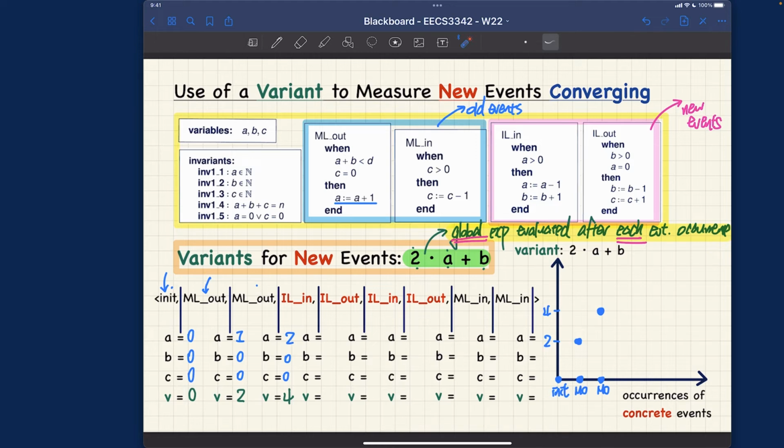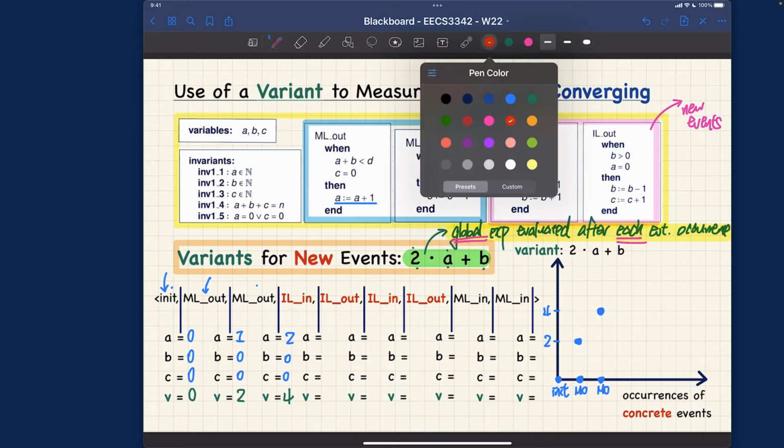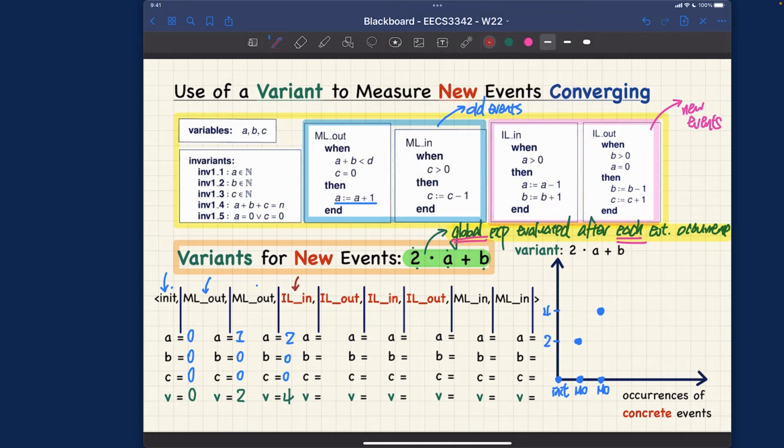All right. So the next one is going to be, let me use the red, ILN over here. ILN, by definition, is going to decrement the value for A and also increment the value for B. You can see that, right? So A decrements its value from 2 to 1, and also B will be 0 to 1. C remains to be 0. And what will be the value for the variance? 2 times 1 and then plus 1, which will be 3. That will be value 3, which is strictly less than the earlier value.